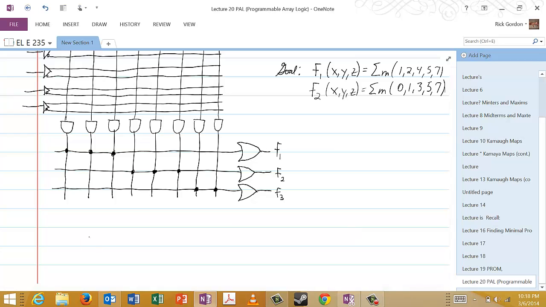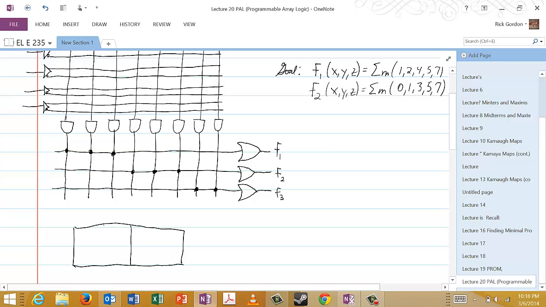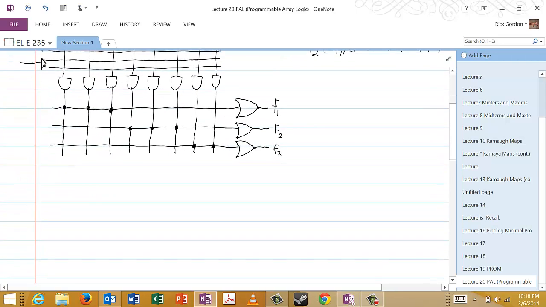So F1 is a function of 3 variables. So we will draw a kernel map with 8 cells. And again, this will be F1, so I'll put F1 there. Actually, I think I'm maybe not leaving enough room here, so let's come down here.